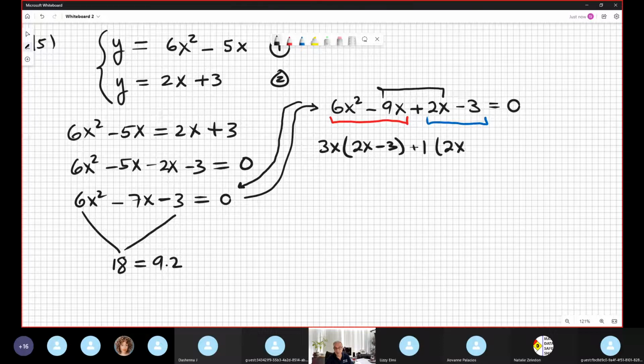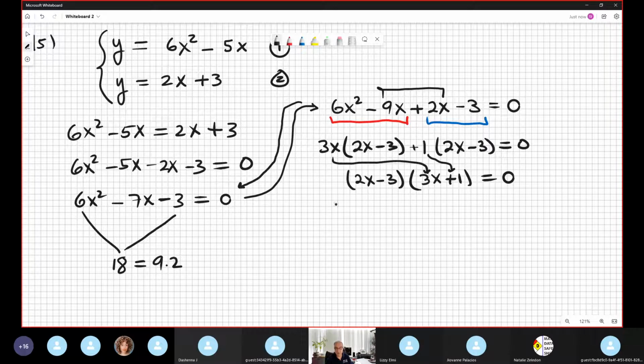2x minus 3. Therefore, I see the 2x minus 3 again is a common factor. I factor it out. Open the last parenthesis, I promise. Now we have 3x plus 1. So I compare 3x and 1. 3x is this. And this 1 is this, right?